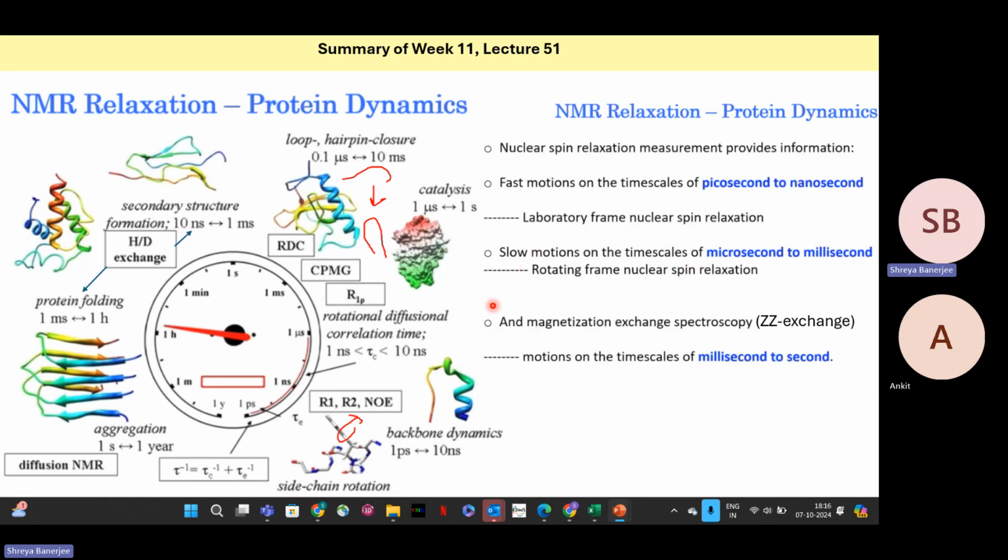And finally, there are very slow motions, which are basically protein folding. From a completely random coil structure, if it is forming a folded protein, this is a very long time scale motion. It can take anywhere from 1 millisecond to 1 hour. Or suppose there is aggregation of proteins. We studied aggregation in one of the previous classes for the dynein protein, and we saw that it can take up to 1 year. For these motions, there are special techniques to be studied, which include magnetization exchange spectroscopy or ZZ exchange, which is something we have looked at before.